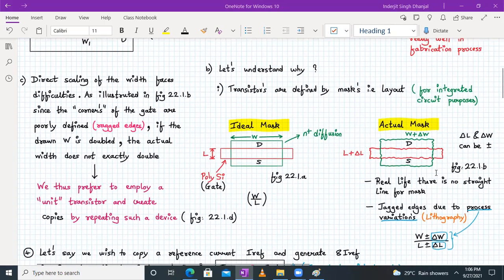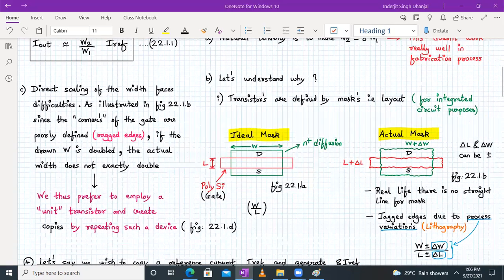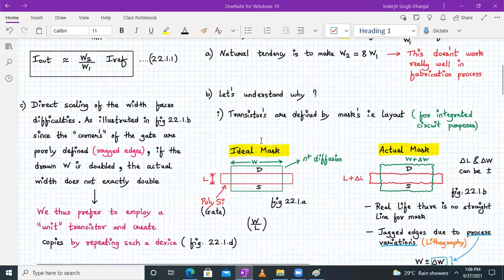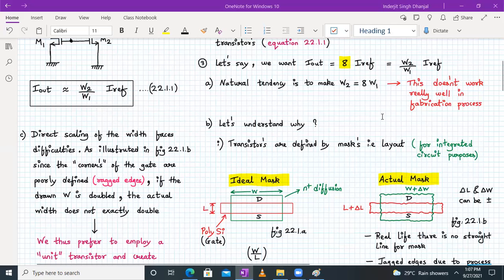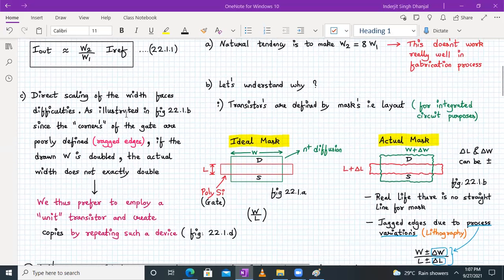There is a process called lithography where we create this mask. Because of these process variations, your W by L ratio might become W plus or minus delta W divided by L plus or minus delta L. So there is no accurate W by L ratio over here, and direct scaling of width will face difficulties. That's why we cannot make W2 8 times W1. As illustrated here, since the corners of the gate are poorly defined, with ragged edges, if the drawn W is doubled, the actual width does not actually double.